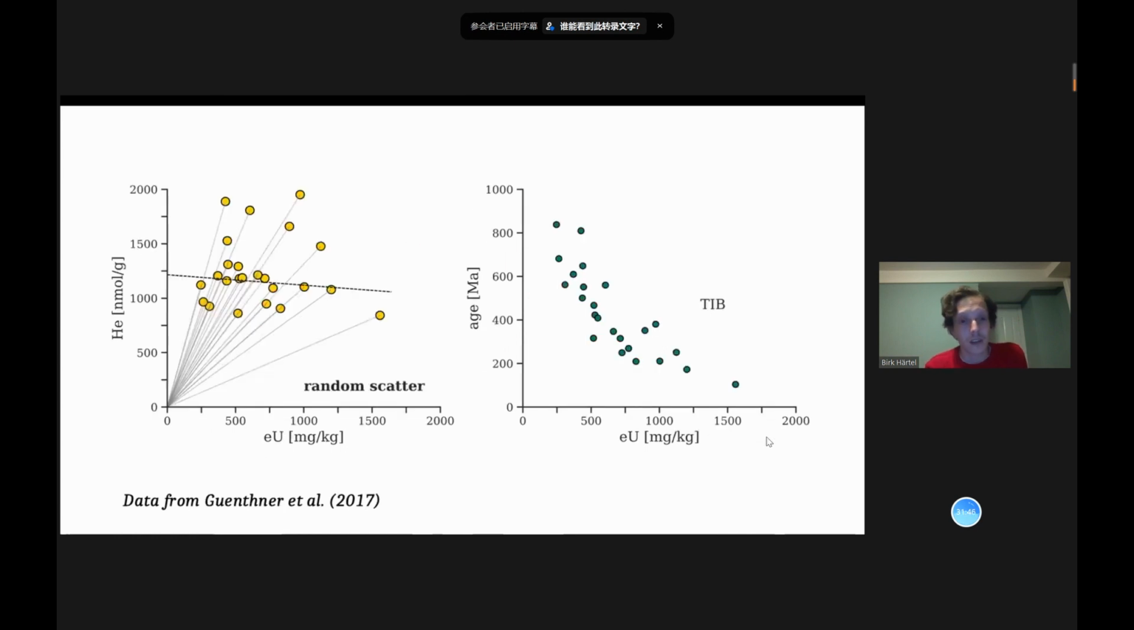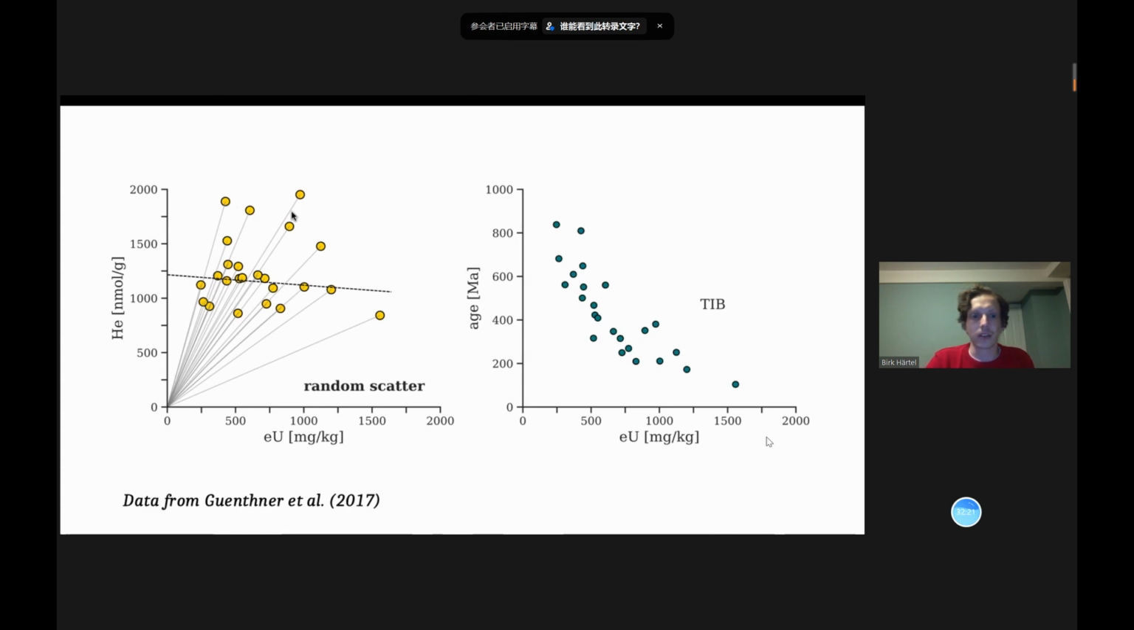The second case that I have here is a helium case. And again, on the right side, we see a scattered but very strong negative age-EU correlation, which looks very systematic. But if we look on the left on a plot of daughter against parent, or helium against effective uranium, we see that it's completely scattered, like that. The relationship that we would expect, well, the more helium we get, the more effective uranium we have, is not the case here.